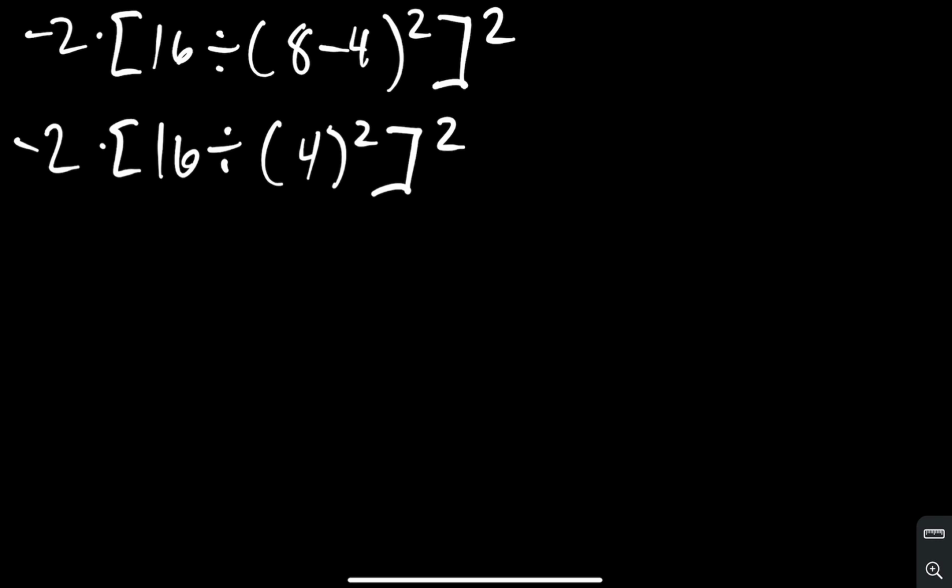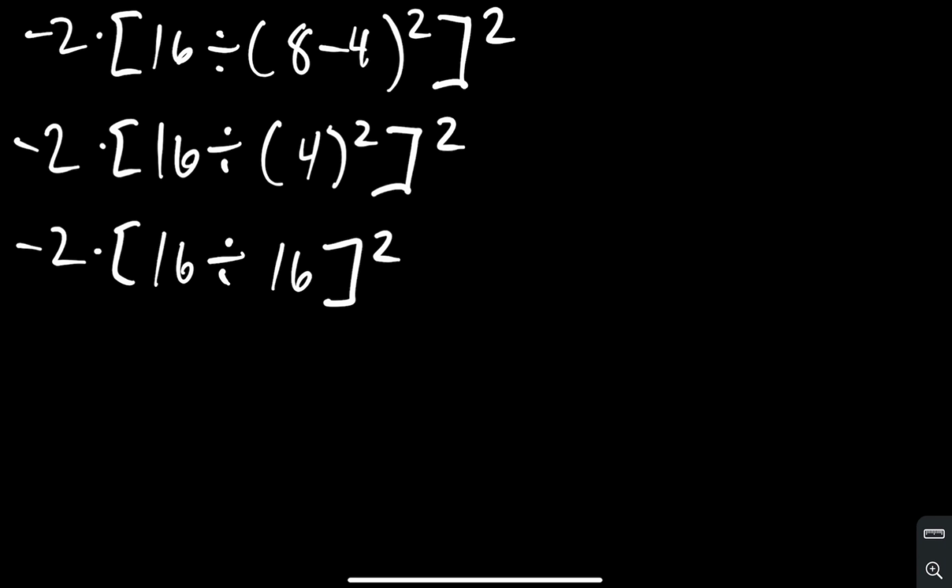So remember, whenever we have more than one operation inside of a parentheses, we just momentarily skip the parentheses step and we move to exponents. So we're going to do the exponents inside of the parentheses. So it's going to be negative 2 times big bracket 16 divided by 4 squared is going to give you 16. And then we're going to close the bracket and then do the square. Because remember, we're doing only the order of operations inside of those parentheses momentarily.